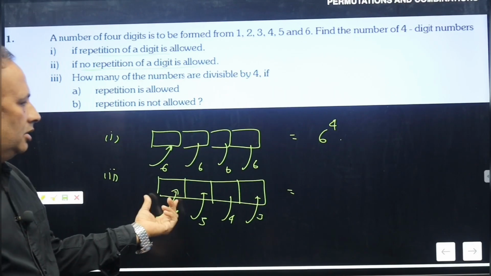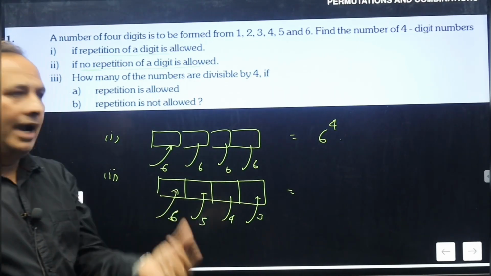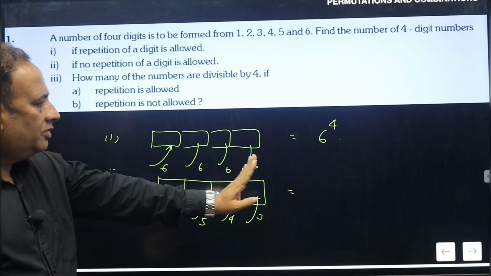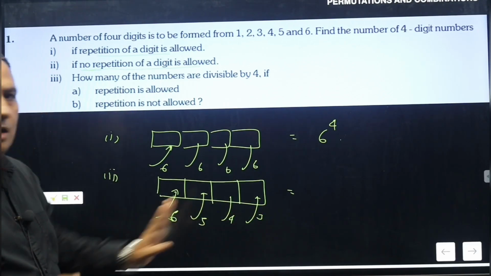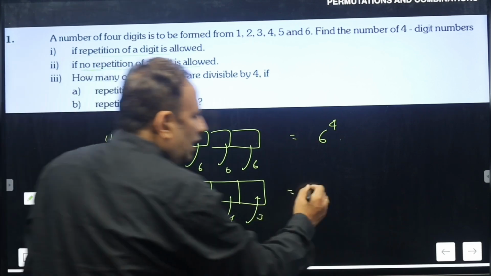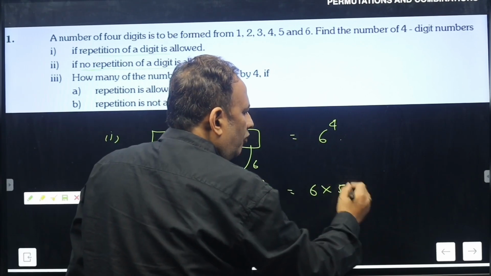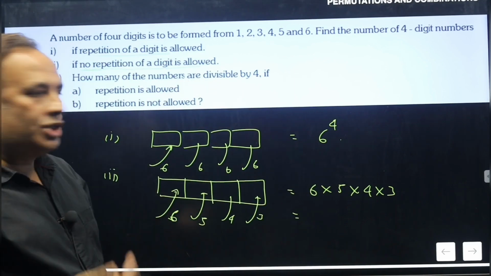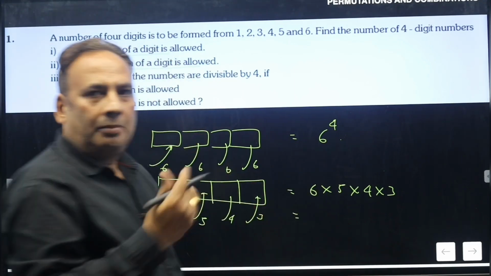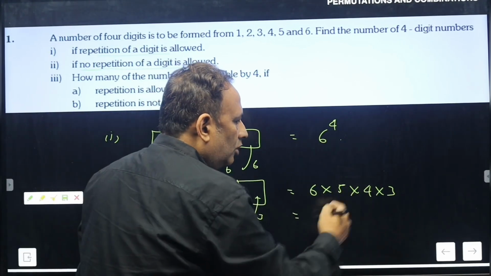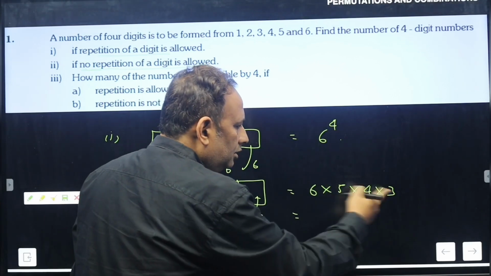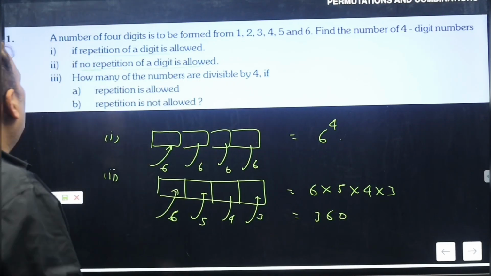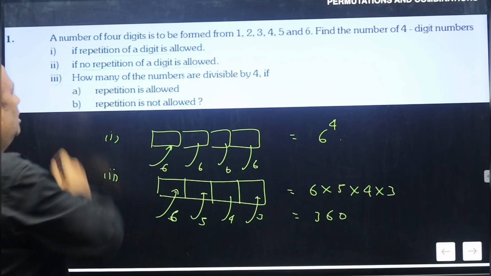What do we think here? The concept is AND. First place filled, and second place filled, and third place filled, and fourth place filled. So the sense is AND. That's why we have to do 6 into 5 into 4 into 3. This is called the fundamental multiplication rule. That is 30 and 12, so 360 ways. Now another question, we see the third question.